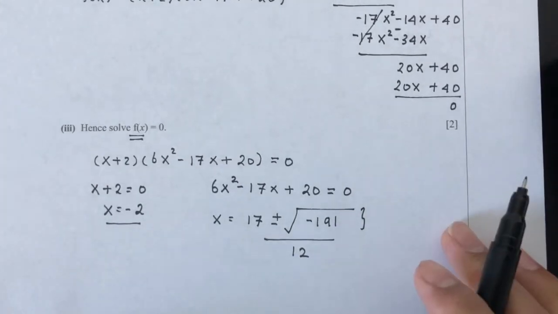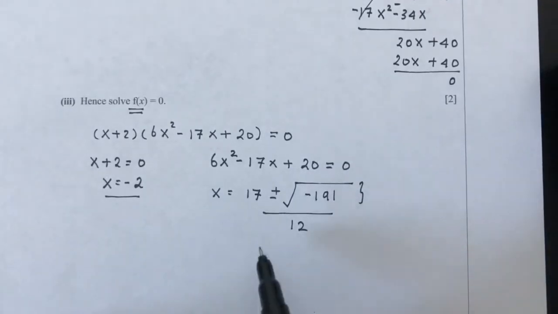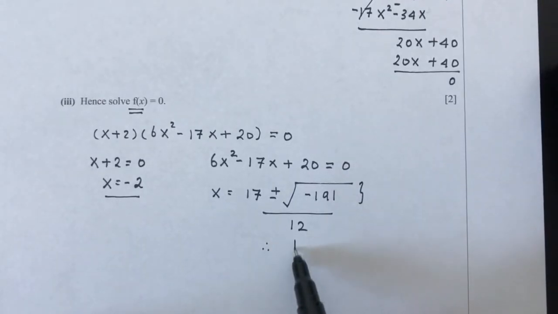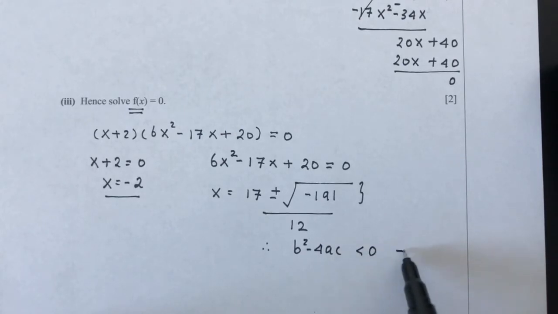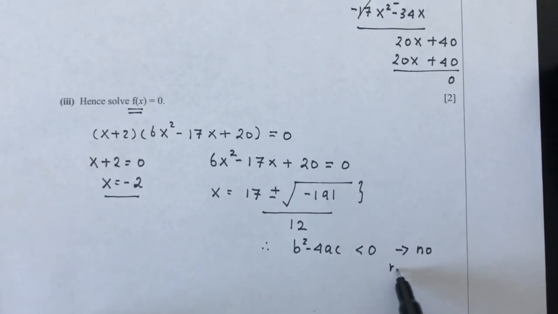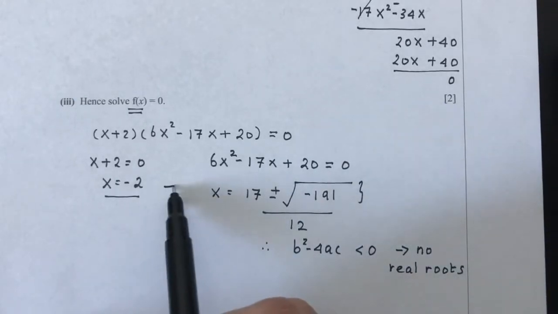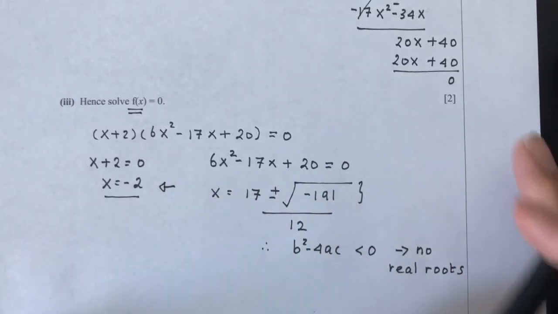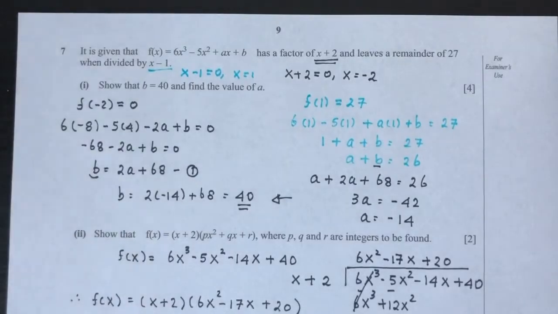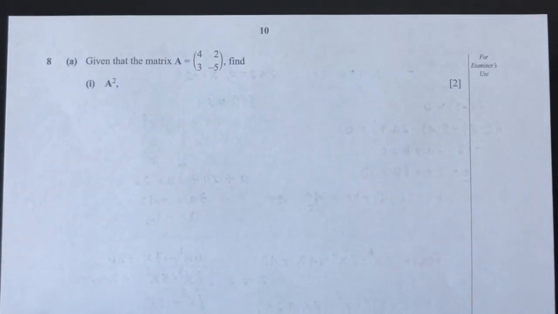So we have no root for this equation, which means you can write that because b squared minus 4ac is less than 0, we have no real root for this part of the equation. So the only answer we have is x equal to minus 2. That is the only solution for that equation. And this is your question number 7. Let's move on to question number 8.